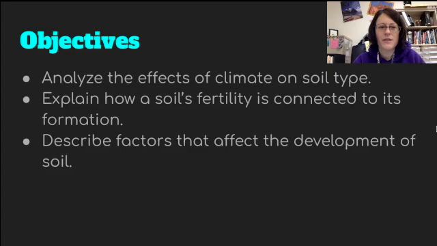So our objectives are to analyze the effects of climate on soil type, explain how a soil's fertility is connected to its formation, and describe factors that affect the development of soil.